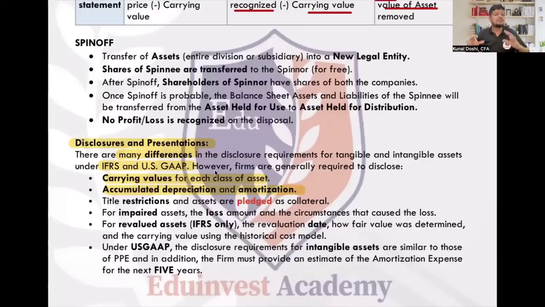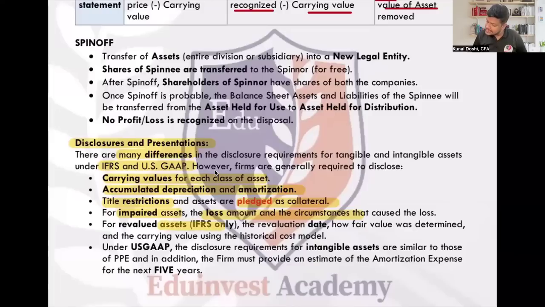Same way here, some of the assets might be put up as collateral for mortgage or borrowing. So any restrictions of title, etc. on the assets that are pledged, I need to know that in the disclosure. Then all the related stuff about impairment, like what is the impairment loss, what are the circumstances that caused impairment, same like write down. What are the circumstances that caused write down, correct?